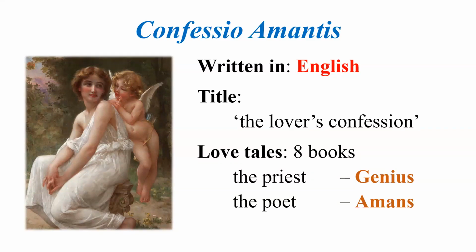Seven books are on the seven deadly sins. So seven stories, seven themes, seven deadly sins. And one book sums up all these themes. Okay. So this is the general outline of this one. What you have to do is just remember the three works, the language of each, and an outline, especially of this work, Confessio Amantis.